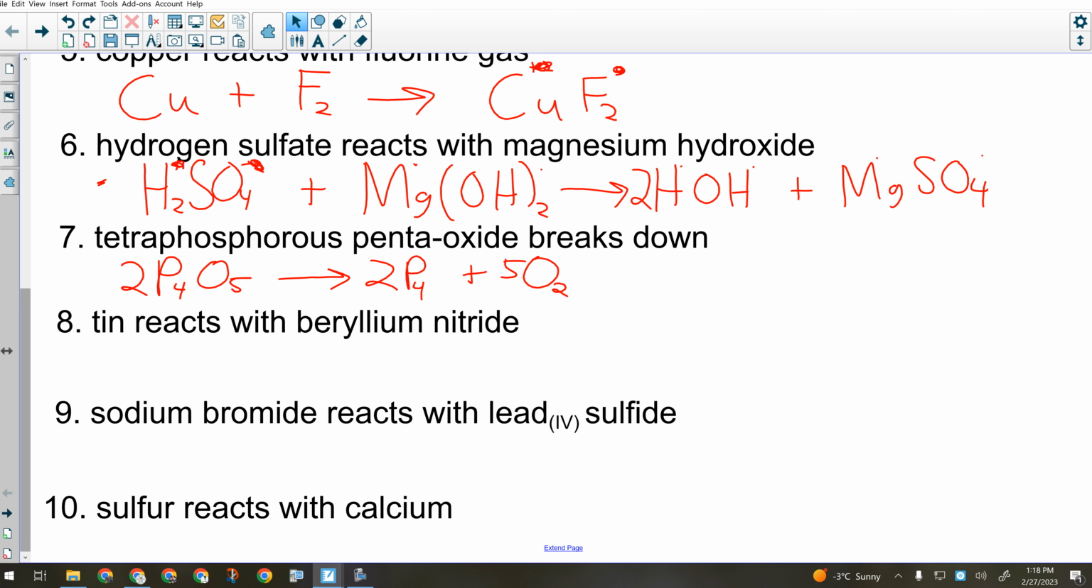And then for number 8, we have tin. Tin is Sn, and it reacts with beryllium nitride, which is an ionic compound. This is a -3 and beryllium is a +2. So we're going to have Be3N2 for that one. All right, what kind of reaction is that?